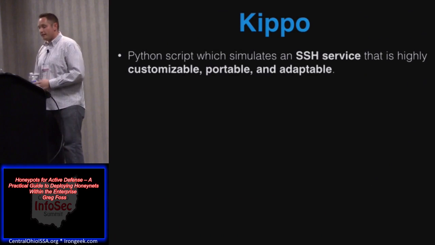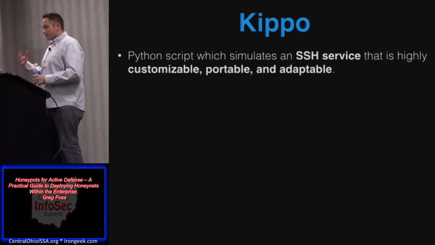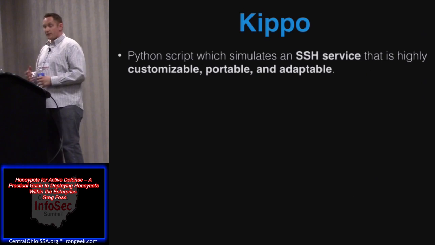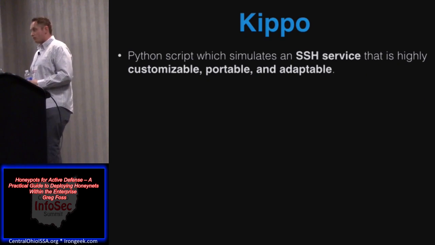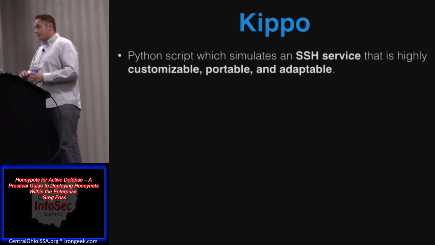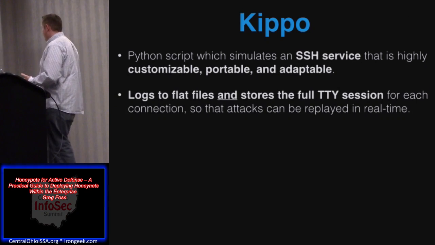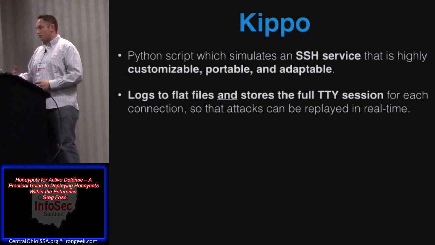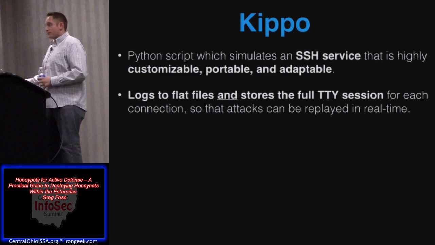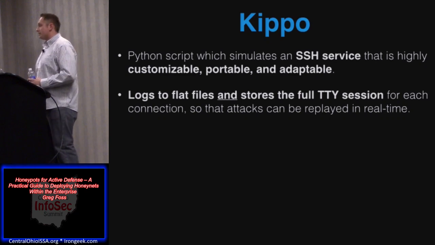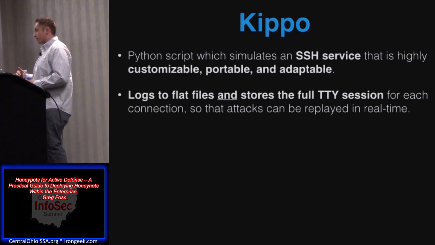Now Kippo is awesome. It's a very tiny little Python script essentially with a few other things it comes with. But it simulates the SSH service, and it's very customizable, very portable and adaptable. So you can make this look like what your real SSH services look like, at least on the outside. Basically logs to flat files, makes it very easy to pull into your SIEM, and it also stores the full TTY session, which is awesome, because then you can replay the attacker's activity in real time.